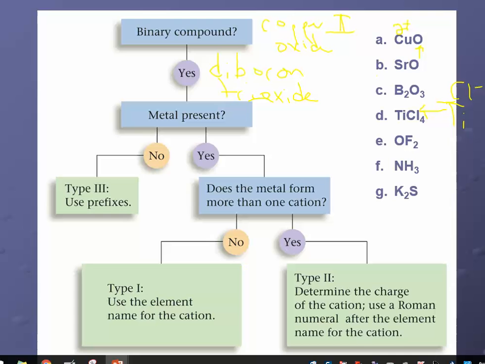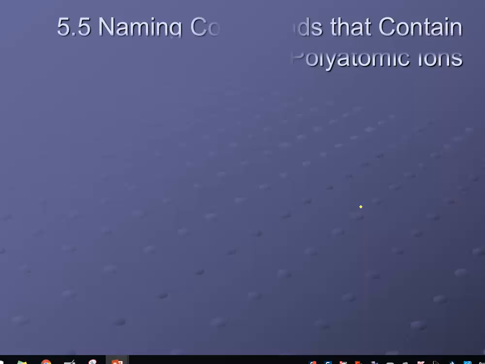The name of this compound should be potassium sulfide. Potassium sulfide. This is not dipotassium monosulfide because this has a metal in it. We are not going to name it with the prefixes. We're going to use our ionic naming method. So I think that takes care of the main lesson for today.